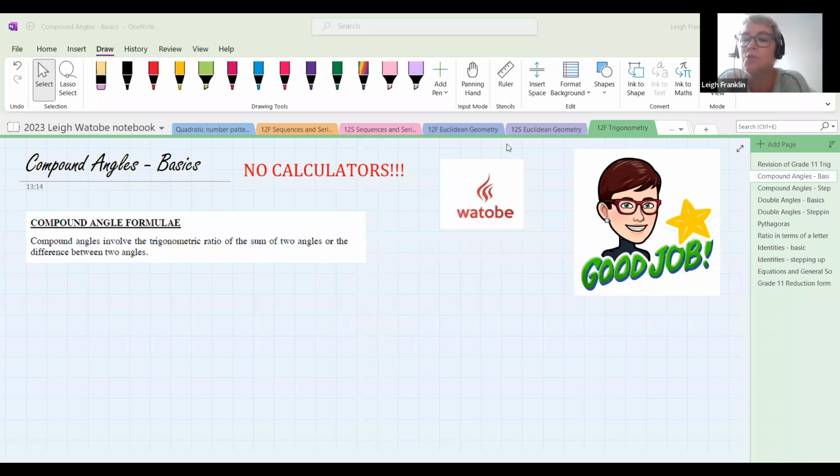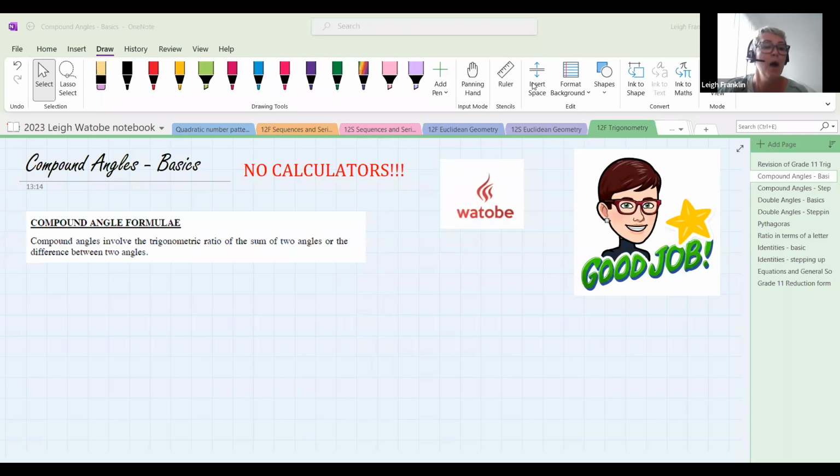So they still ask you to work with Pythagoras and ratio in terms of a letter and identities and equations, but the compound angles and the double angle formulae then come into play in all of these things as well. All right, so that's why we're going to focus on compound angles and double angles first, and then we'll start doing the sorts of questions that you can expect in tests and exams that include these things, as well as the grade 11 work that they expect you to know.